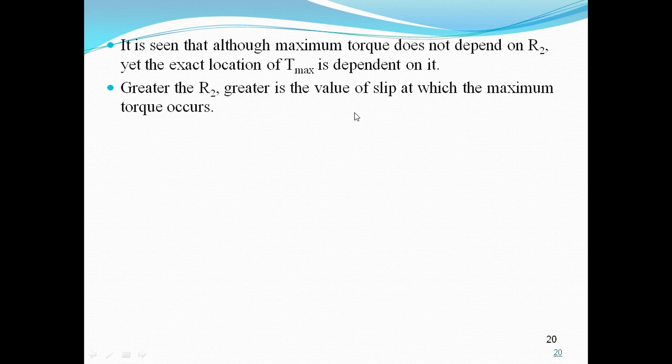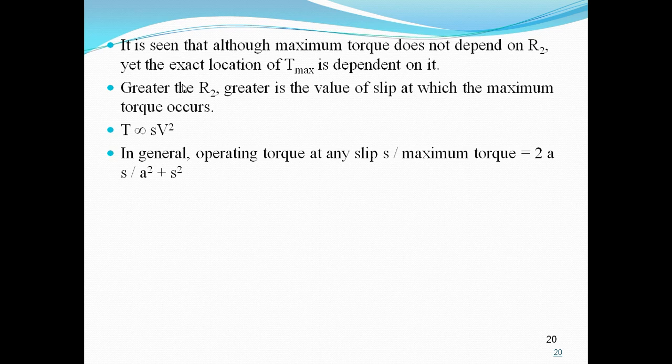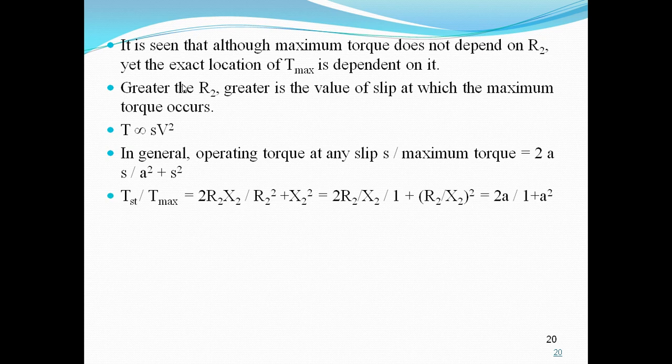Greater the R2, greater is the value of slip at which maximum torque occurs. So T is proportional to s V square. So in general, operating torque at any slip by maximum torque is equal to 2as by a square plus s square. This thing we have derived.